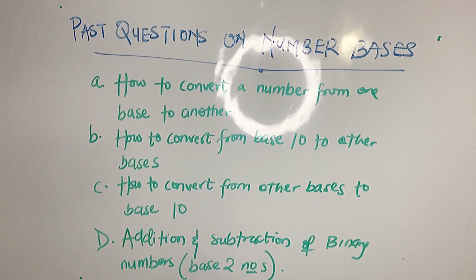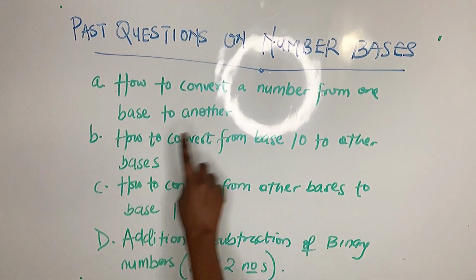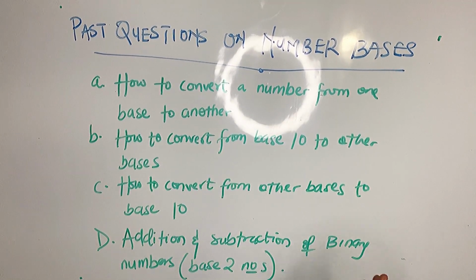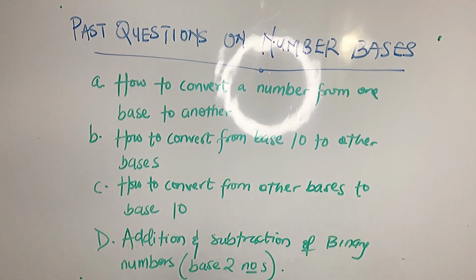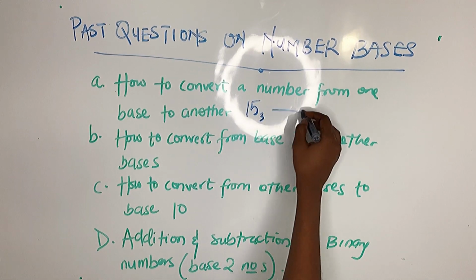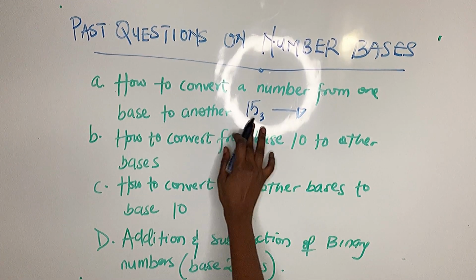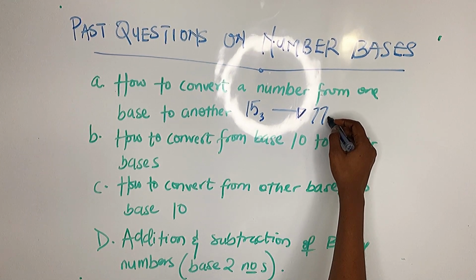So like I said, we're going to be solving some questions on number bases, and these are the things that you should expect to have learned by the end of this tutorial. You should have learned how to convert a number from one base to another base. So let's assume that a number is written, let's say 15, and this number is in base 3. You'd have learned how to convert this number to, let's say, a number, say 77, that is in base 9.